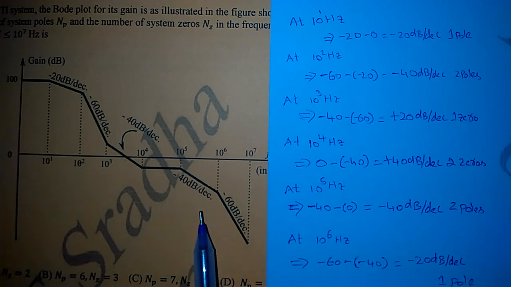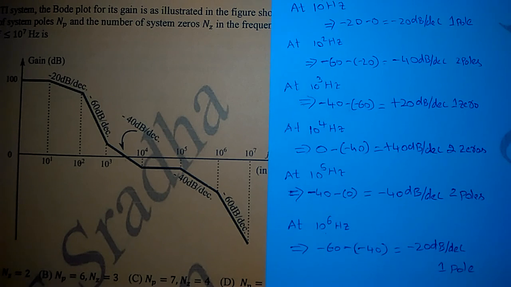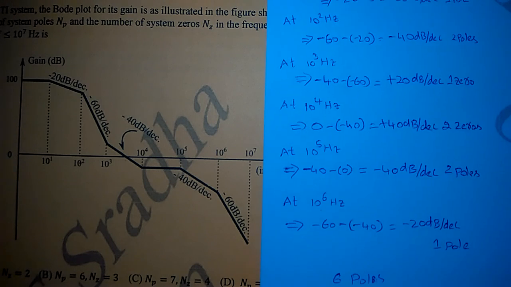At 10 to the power of 6, the slope is minus 60 dB per decade. So the change in slope is minus 60 minus of minus 40. So minus 20 dB per decade is the change. So it represents one pole. So if we count the number of poles and number of zeros: first pole, then 2 poles, so total 3 poles. Next here 2 poles, that means 5 poles, and here 1 pole, so total 6 poles are there.